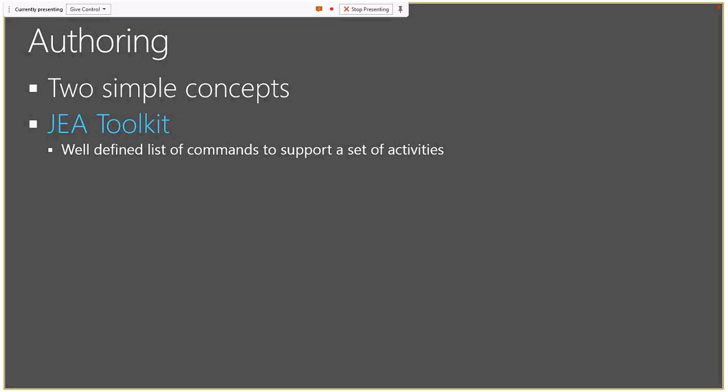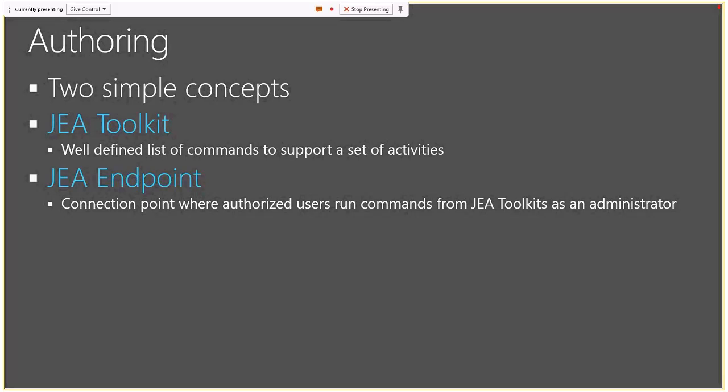The second simple concept we have is the JEA endpoint. The JEA endpoint is the connection point where authorized users run commands from JEA toolkits as an administrator. So that's a lot of words. It's the place where your operators go and they enter a PS session, and then they get the list of commands that they can run. Those 20 commands, just what I saw. So the JEA endpoint is the connection point. The JEA toolkit is the set of commands, and they're separated.